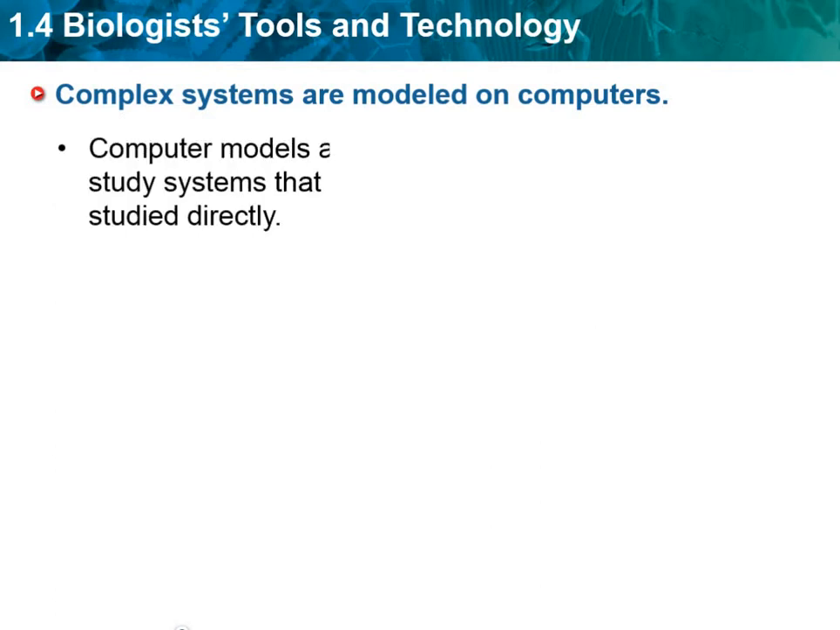So a lot of times computer models are going to be used when we're doing biology for things that we're not able to set up an experiment and do, or it's going to take too long. So they'll set up a computer model to be used to study the systems that, like I said, can't be studied directly. So you could set up a model for heart attacks.